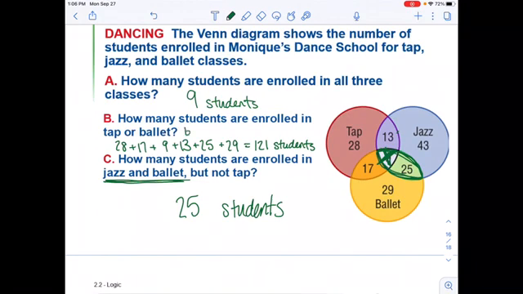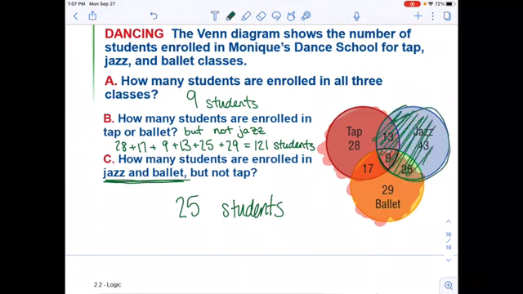If this one up here had said but not jazz, for a second, we'll think through this. If it said but not jazz, you would have the tap circle, that ballet circle, but anywhere where the jazz circle overlapped, you would not include those numbers. So if it said tap or ballet, but not jazz, it would have just been 28 plus 17 plus 29. That's not the case though. It's just tap or ballet, which means it was all of the numbers we added.